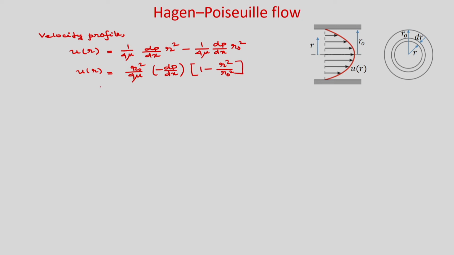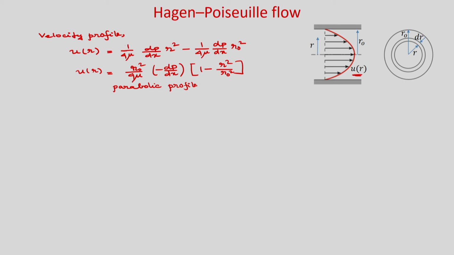Okay. So, you can see that this is also a parabolic profile. You will get a parabolic velocity profile where at r is equal to 0 you get the maximum velocity, and at the walls obviously it is 0. So, at r is equal to r naught, it is 0. So, you will get a velocity profile where u is a function of r.